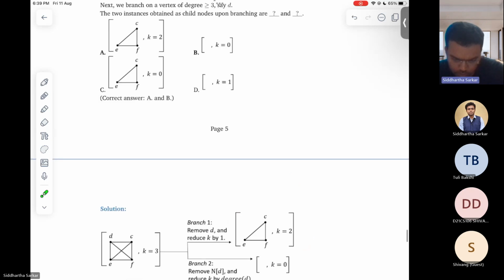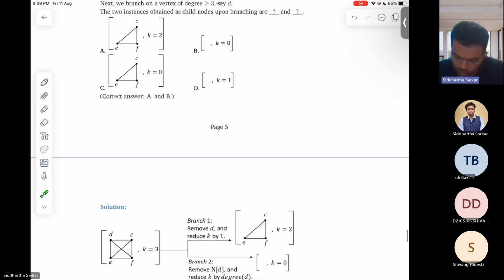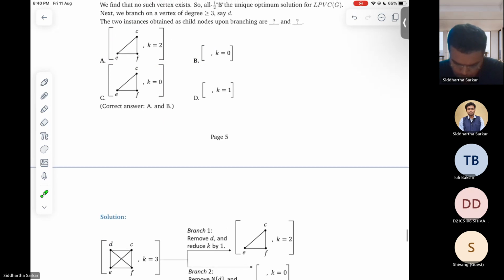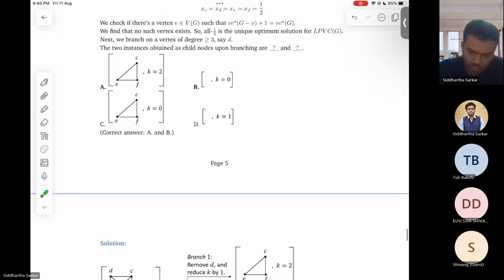So which one is correct? This is one branch and this is the other branch. Therefore, the correct answer is A and B. So you are branching on the vertex T. That is given in the question. You branch on the vertex T.